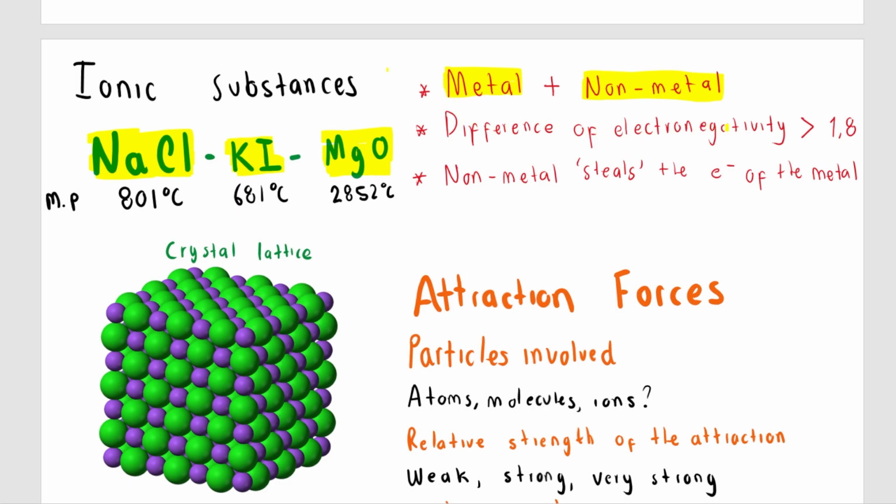Now, the difference of electronegativity in those ionic substances is greater than 1.8. That means that the most electronegative atom is going to steal the electron of the least electronegative atom. So in this case, oxygen is going to steal the electron from magnesium. Remember, potassium is going to give the electron to iodine, or chlorine is going to steal the electron of sodium. So they become ions, and when they become ions, they have a very strong electrostatic attraction between them.